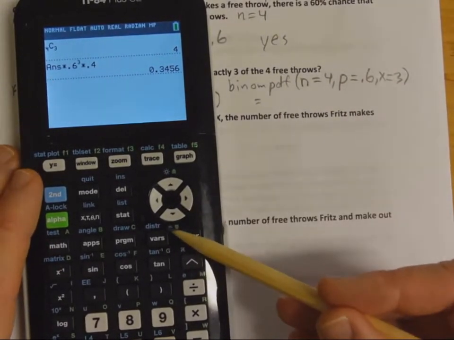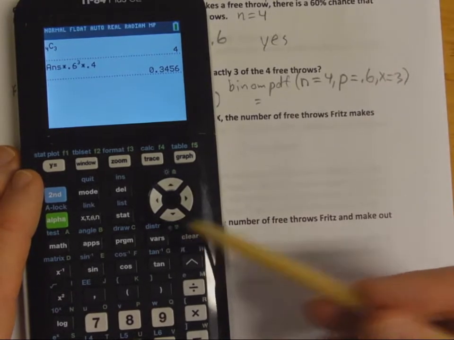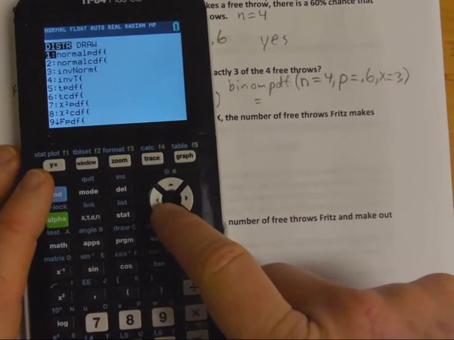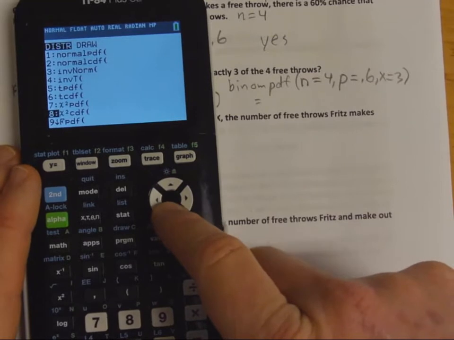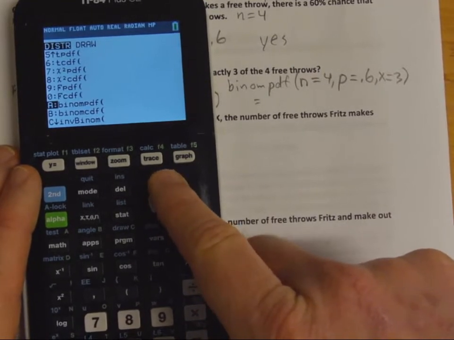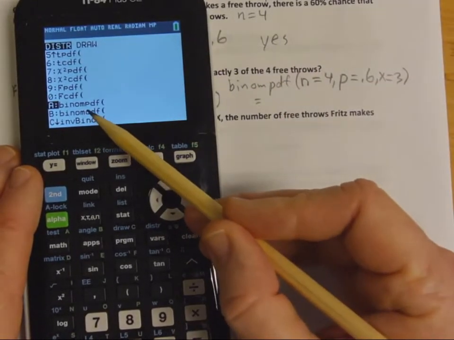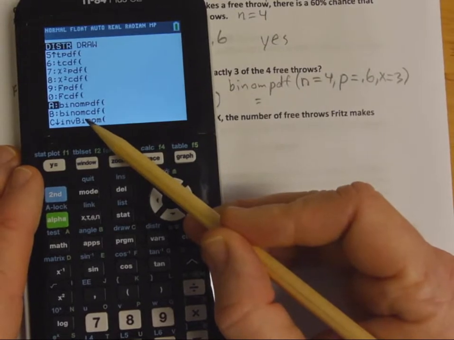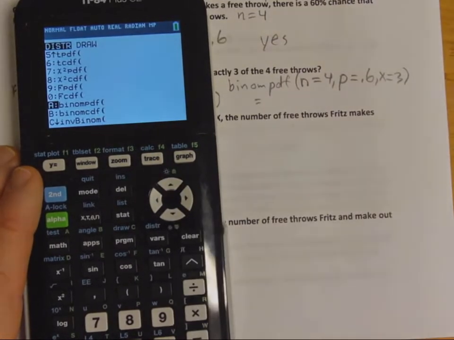It's in the distribution menu, which is right above the bars button. So if you go second distribution and you scroll all the way down close to the bottom, there it is, binomial PDF. Okay, CDFs is a different thing. We're going to do that in a minute. Binomial PDF, so we hit enter.